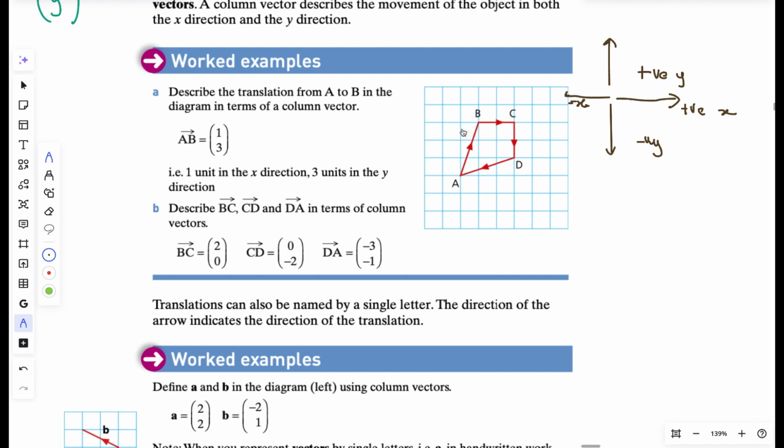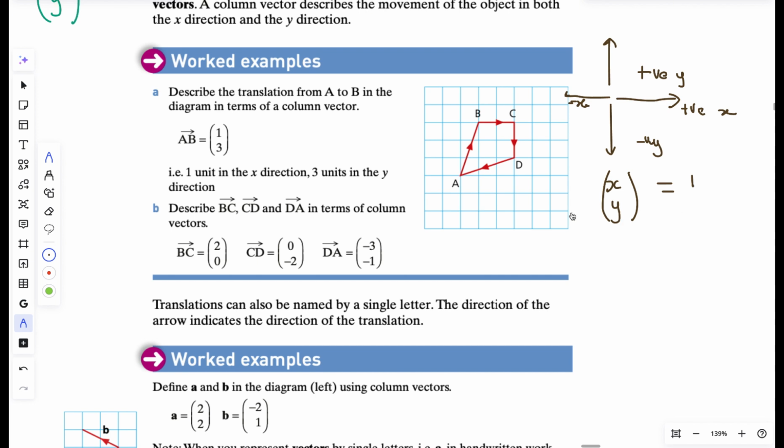It says we should write the column vector. Now to write the column vector, it means we have to tell the x value from A to B and the y value from A to B. We should be able to tell how many boxes we have moved in the x direction. If you take a look at A to B, it's a sliding movement. So only one box was covered in the x-axis, meaning the distance covered was only one box horizontally. Since it covered one box horizontally, we call it 1, and it's moving upward, so we use positive 1.